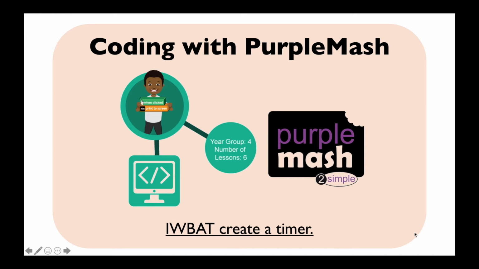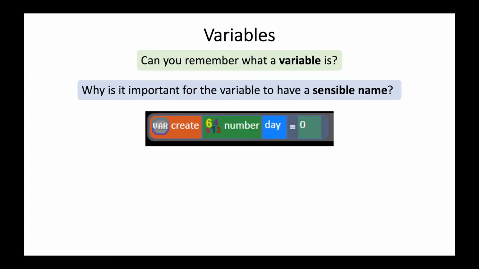Hello Year 4. Today for computing we're going to continue with coding on Purple Mash, and today we're going to be creating a timer. So can you remember what a variable is, and why do you think it's important to have a sensible name for the variables in your code?